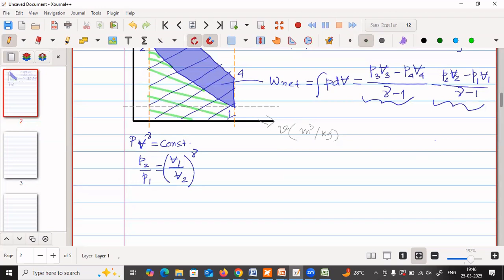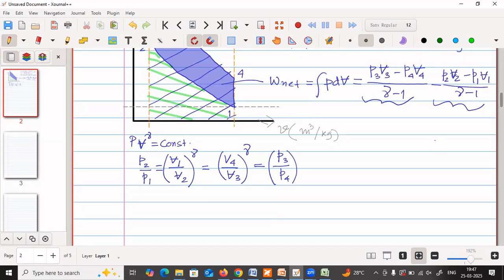And this is the same as V4 by V3 to the power gamma, because 1 to 4 and 2 to 3 are constant volume processes. So V4 by V3 to the power gamma, and therefore, it is the same as P3 by P4.